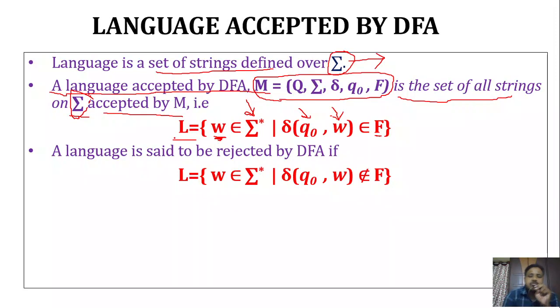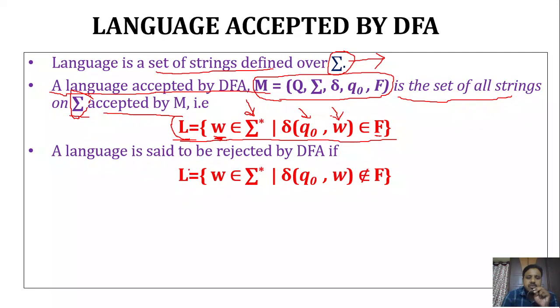I'm repeating once again: the set of all words defined over sigma star, such that when you perform the transition from the starting state on that string, we are able to get the final state. The set of all those strings is called its language. Whenever this condition is satisfied, we can say that the string w is accepted by the DFA.